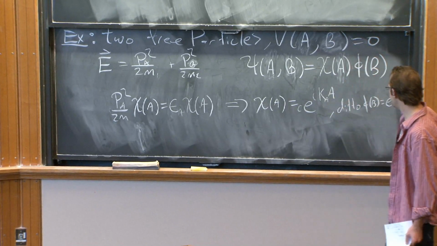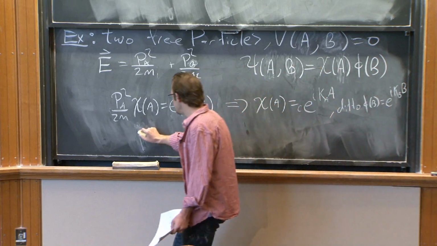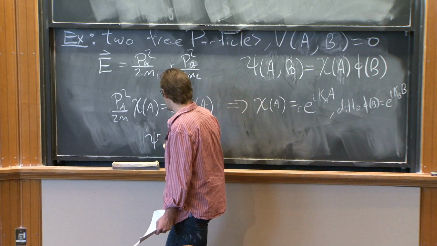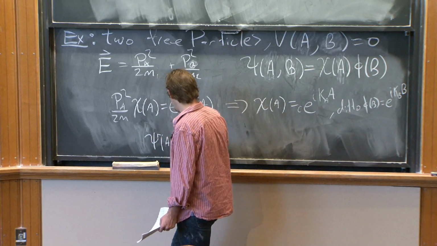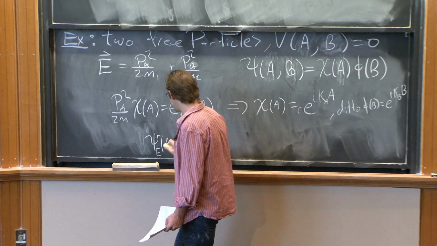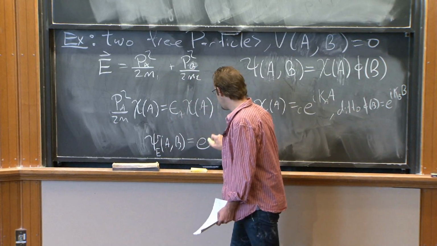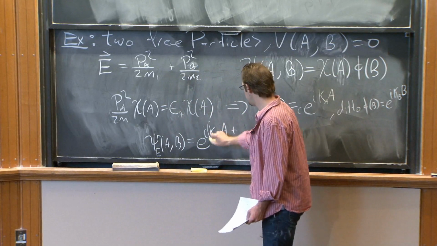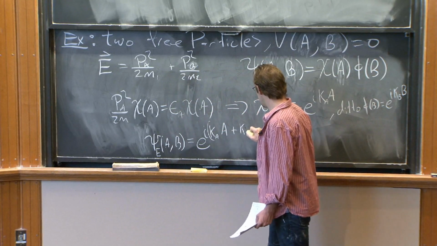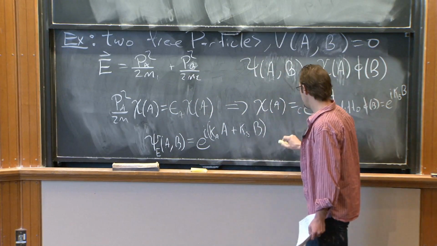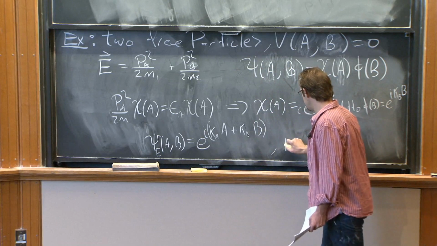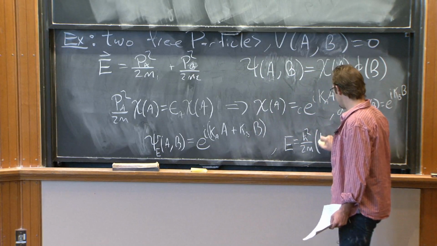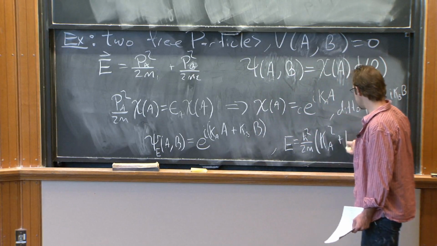and I'll call this k sub A to distinguish them. So the wave functions, a basis for the wave functions for two particles, psi of A, B, with energy E, is equal to e to the I (k_A A plus k_B B), where E is equal to h bar squared upon 2m, k sub A squared plus k sub B squared.